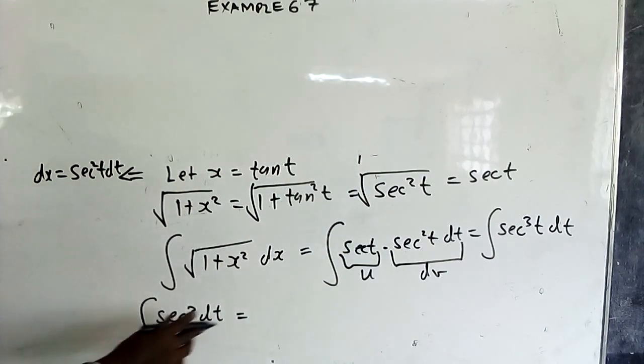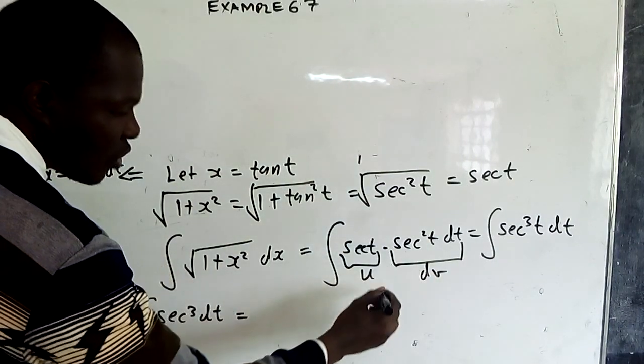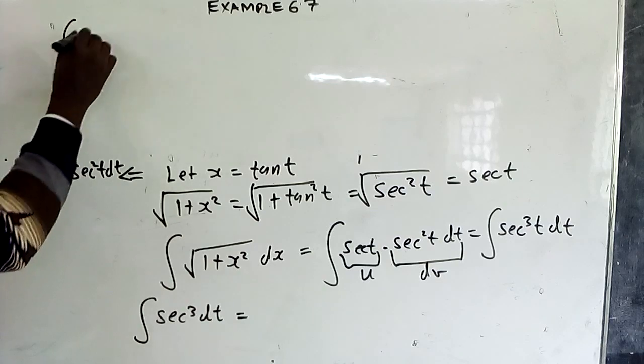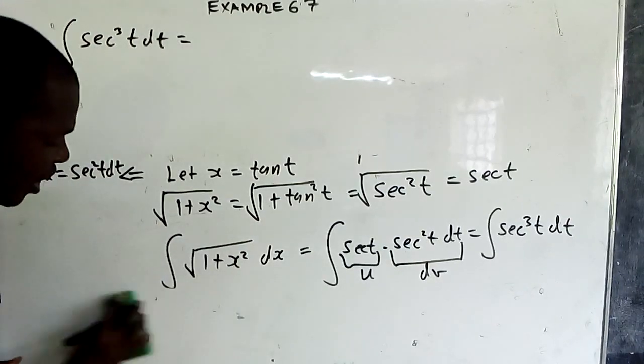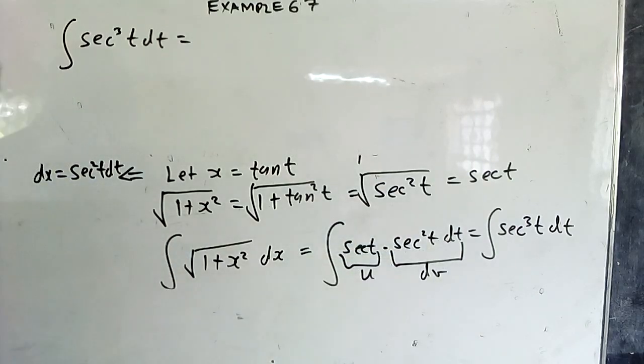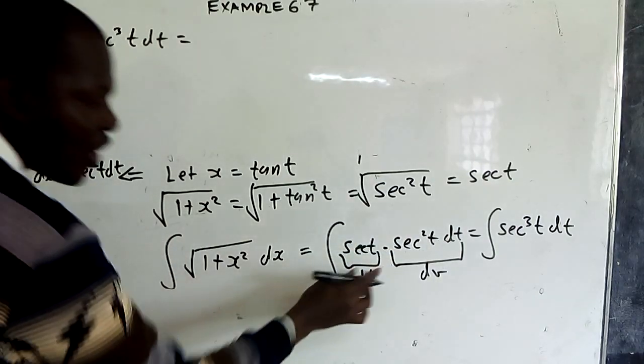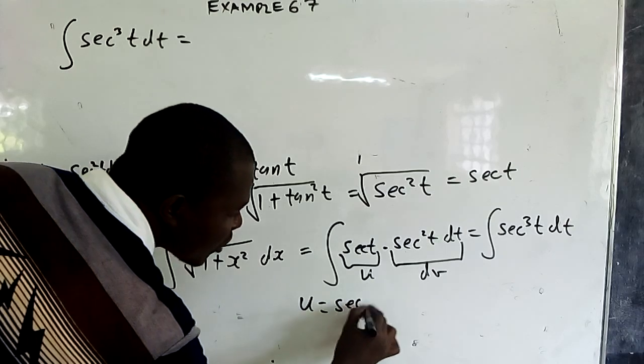Go on. If you integrate sec cubed t, you get u dv. So what is your u? Let's write it on top here. Sec cubed t dt we found is sec t times sec squared t dt, isn't it? So your u is sec t, meaning u is equal to sec t.